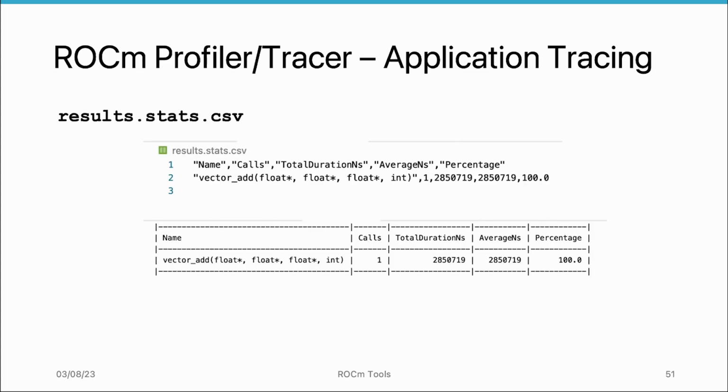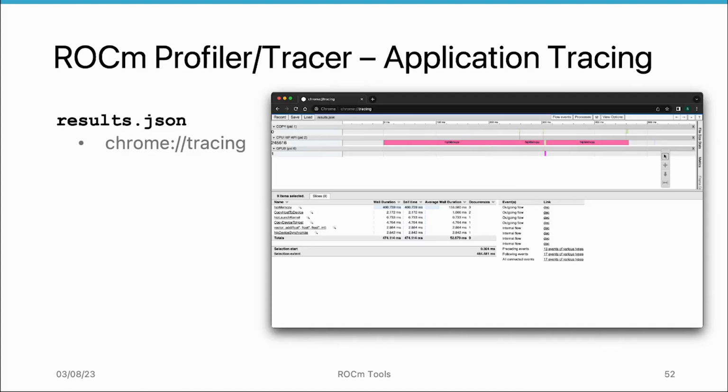There is another file named results.stats.csv. Note that this is not the previous file, as the previous file is named results.heap_stats.csv. The results.stats.csv file aggregates the kernel execution time. In our example, the vector add kernel is being invoked once and it takes 283 microseconds to execute.